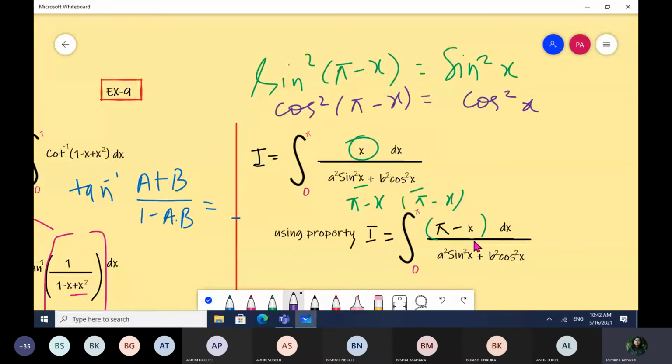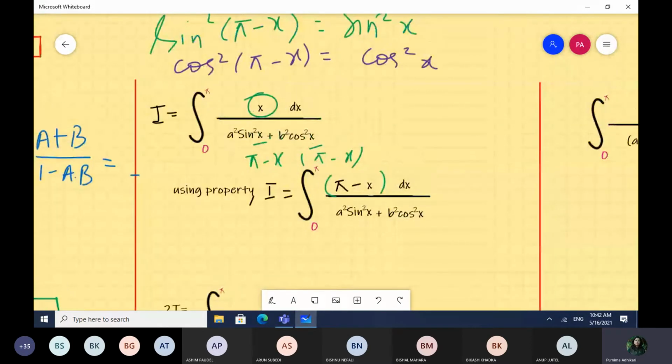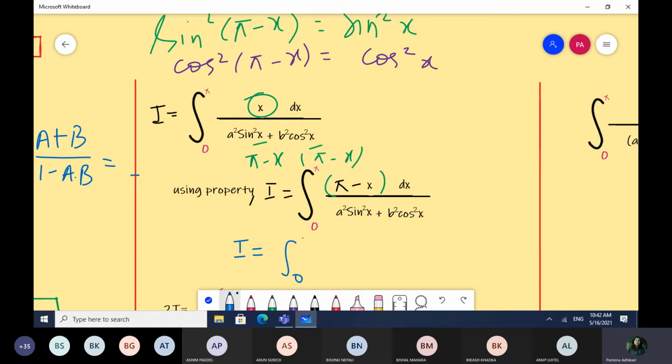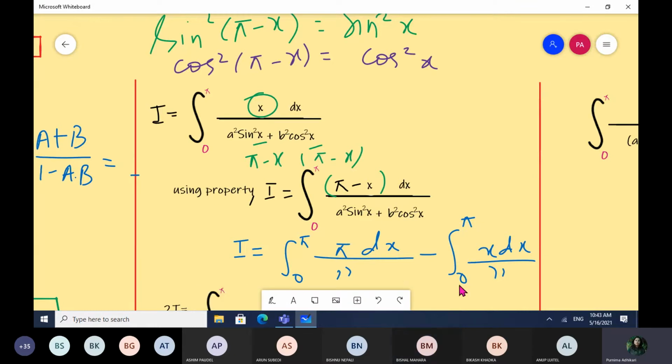Okay, so now we can get rid of this x. Why? Because we can split this into two integrals. यसलाई दुईवटा integral मा divide गर्न पाइयो, एउटामा numerator मा pi आउँछ, एउटामा चाहिँ numerator मा x आउँछ. So you can write it this way. Let's say I equals 0 to pi, pi times dx over first expression, same denominator, I'm just making a symbol, minus 0 to pi x dx over same denominator. So what is this?